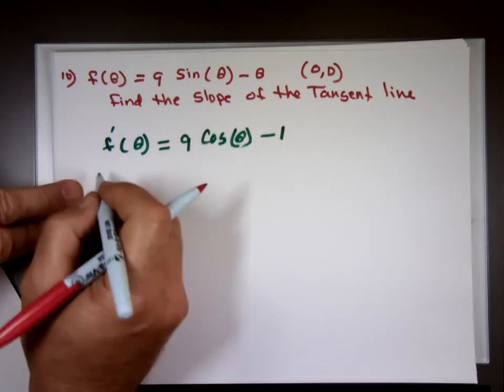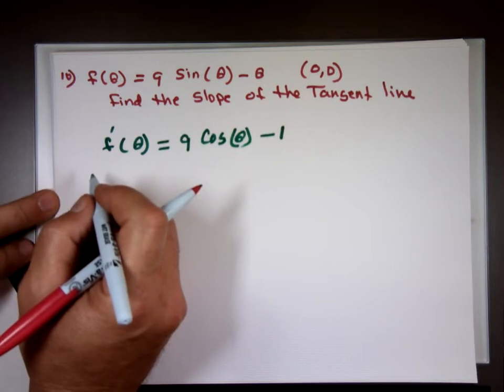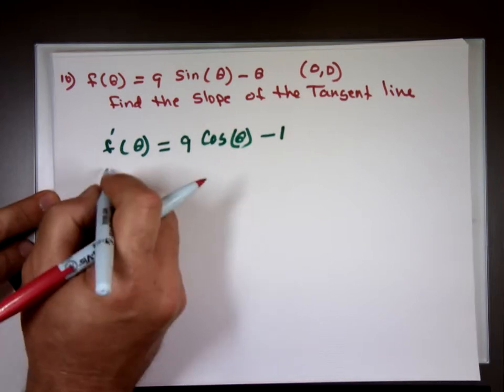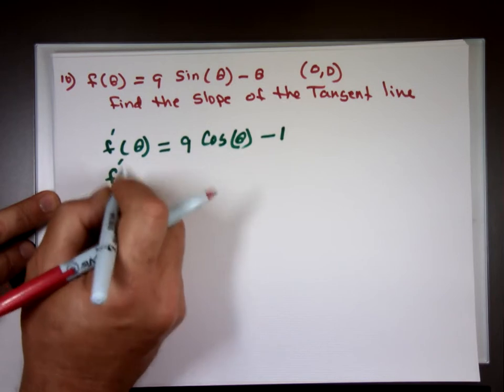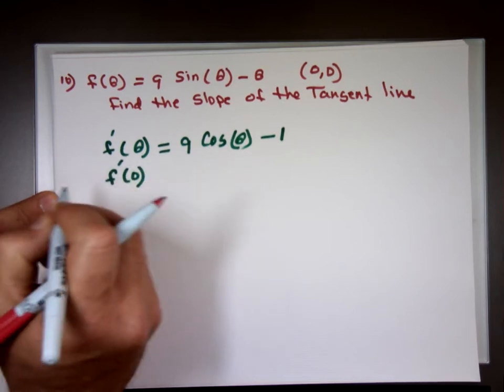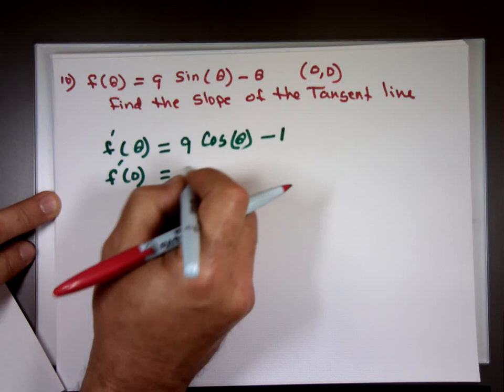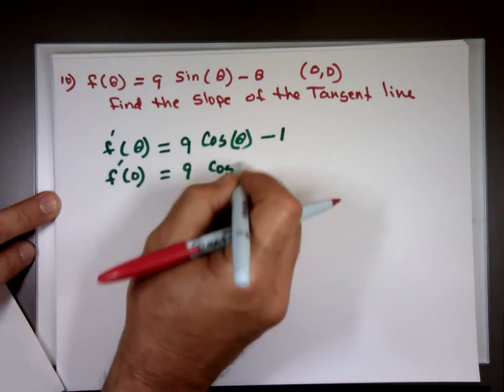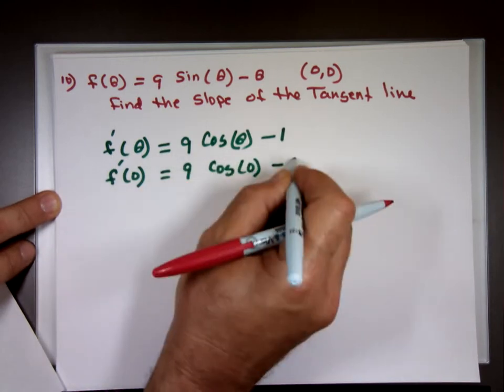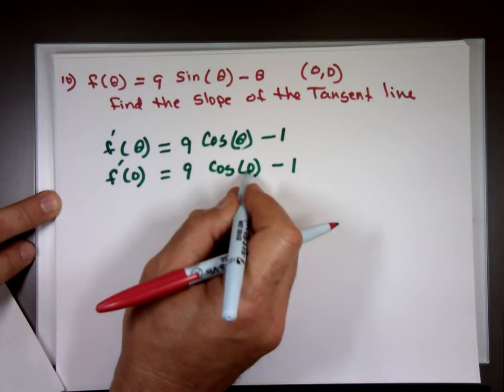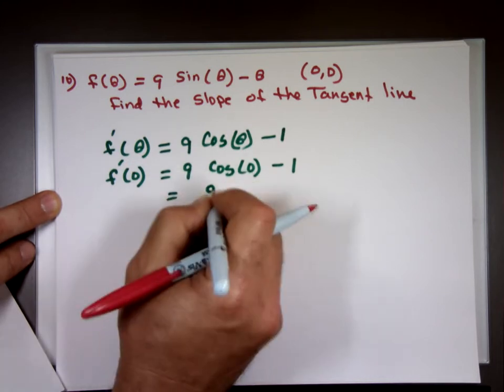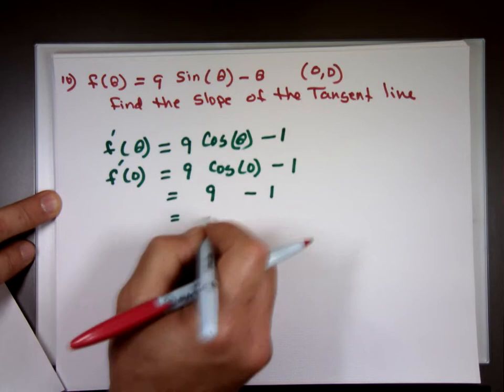How did you get cosine again? Derivative of sine is cosine. You have to memorize that one. They want the derivative at 0 now. So you let theta be 0. 9 cosine of 0 minus the 1. Cosine of 0 is 1. 1 times 9 is 9. Minus the 1, that's 8.